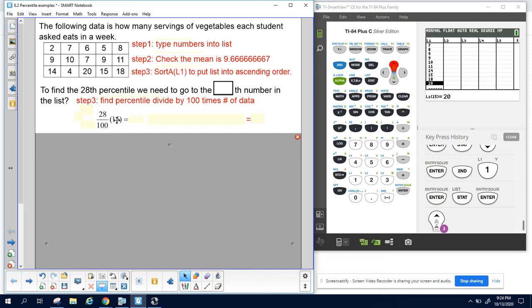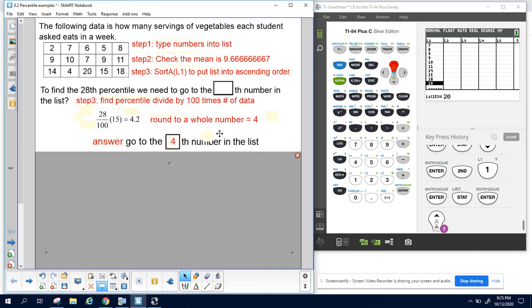If you type 28 divided by 100 times 15, we get 4.2. 4.2 is supposed to tell us where to go in the list, which one to find in the list. So we're going to have to round it to a whole number. Since 2 is smaller than 5, 2 and below, leave this down low. So we're going to leave it as 4 for our whole number. What does that mean about working on this question? We need to go to the 4th number in the list to find what is the 28th percentile. And then in Delta Math, just put 4 in the box.